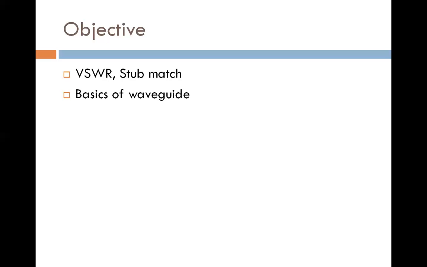SWR can be defined with the help of the reflection coefficient rho. So how do we write it? SWR is equal to (1 plus rho) upon (1 minus rho). So it is related to the reflection coefficient. Reflection coefficient is the ratio of the magnitude of the reflected wave to the magnitude of the incident wave at the load. Its value is always less than 1. Rho is V reflected divided by V incident.